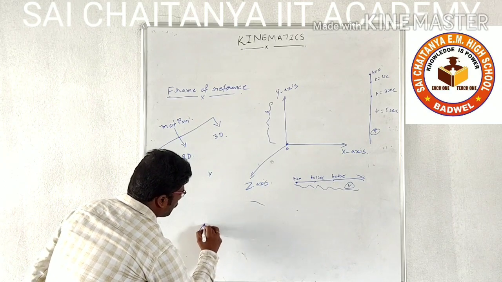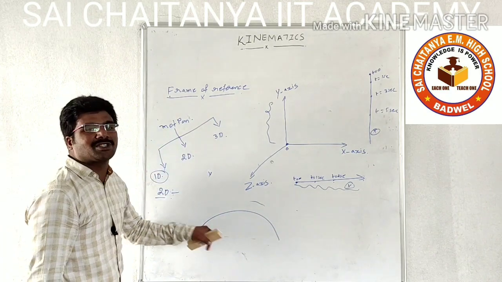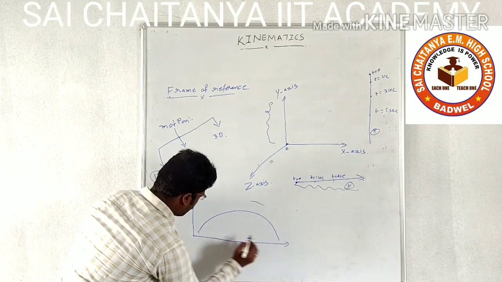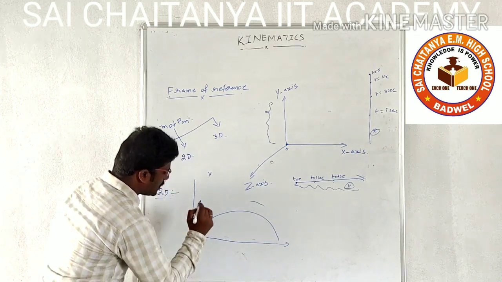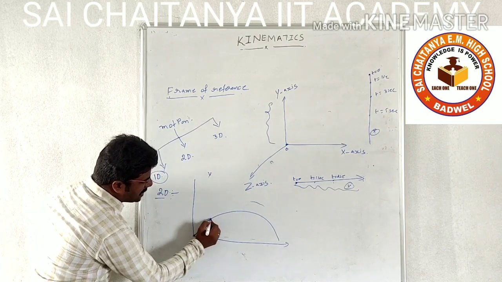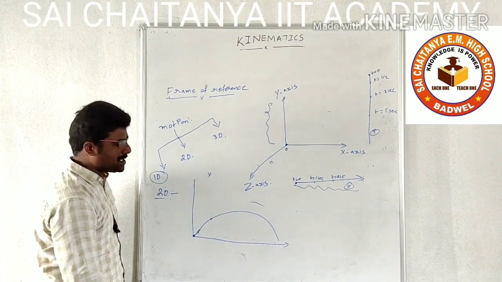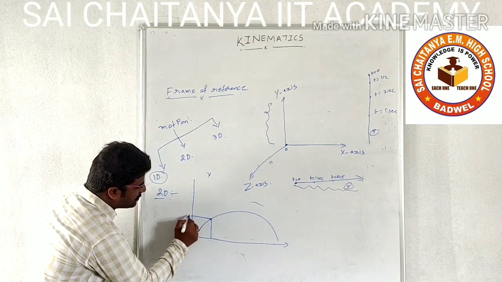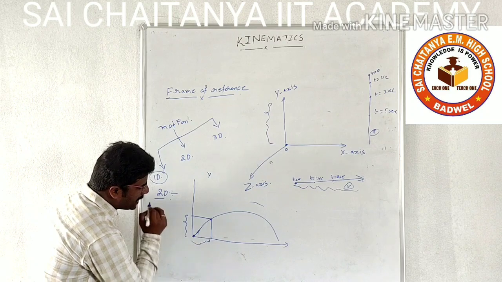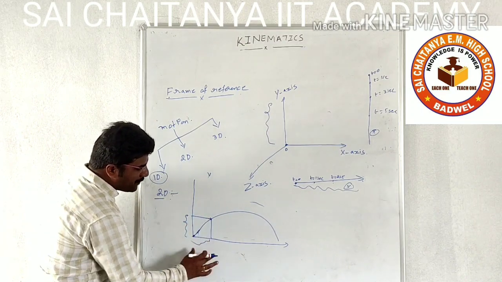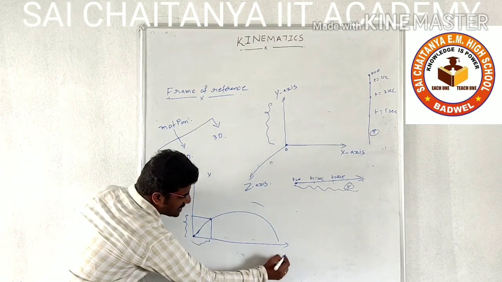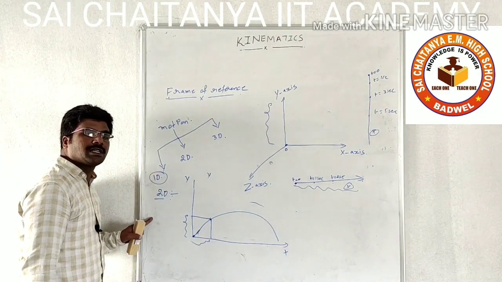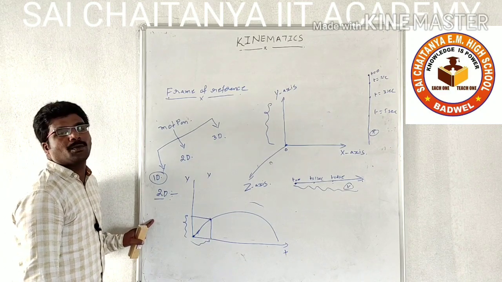In the same way, when you kick a football, the football follows the path like this. That is projectile motion. So when you take, let us consider the football is at this position. Now it has moved some distance along the x and it has moved some distance along the y. In order to represent the position of the football, we require two coordinates, that is x coordinate and y coordinate.